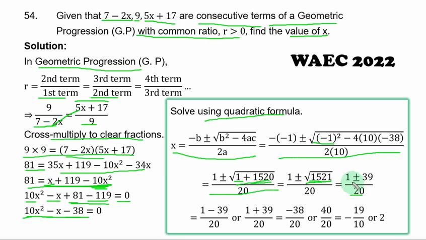This term plus or minus means you can write this result twice, in terms of minus or in terms of plus, in this form. When you subtract and add, you have this result. If you express in lowest form, you have minus 19 over 10 or 2 as the values of s.